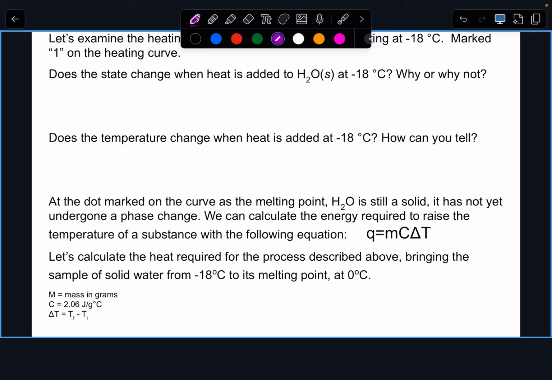All right, let's go ahead and talk through this. So, does the state change when heat is added to water solid at -18? No, you cannot have a phase change happen until you get to either the melting point or the boiling point. So, not at the melting point yet.